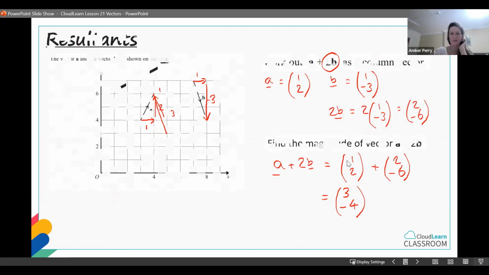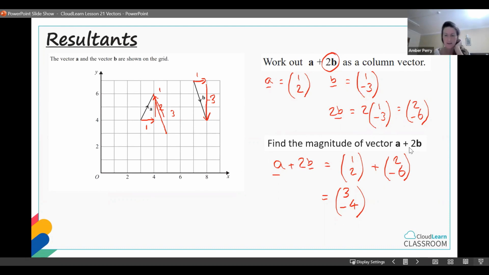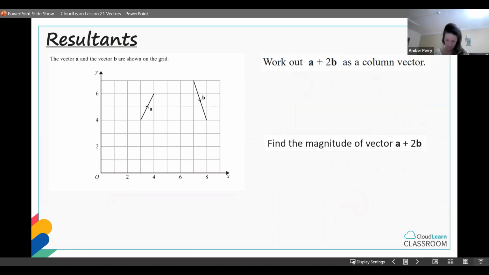Oh, no, sorry. The other question I wanted to do was the magnitude of the vector A plus 2B. So let's clear those. Okay, so to find the magnitude of the vector A plus 2B, we already had to work out the size of it. 3, minus 4, I think we had.